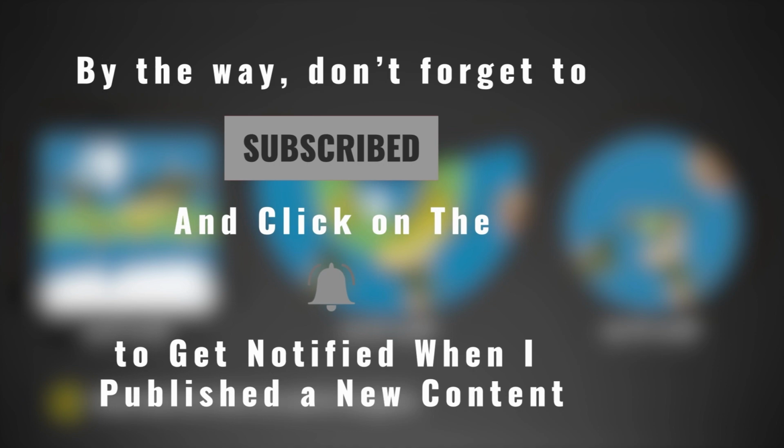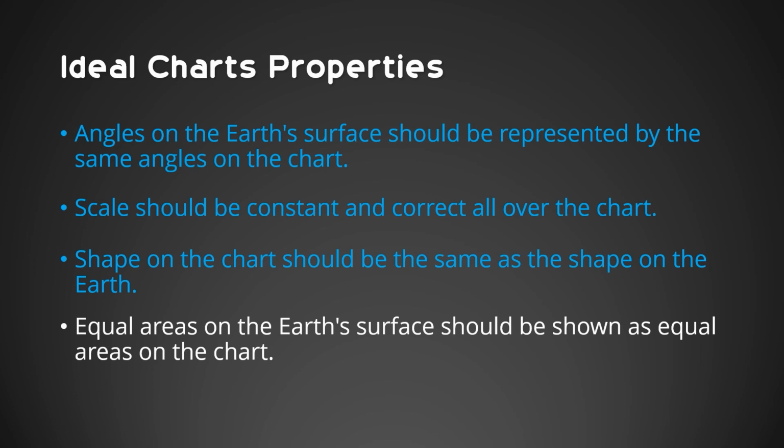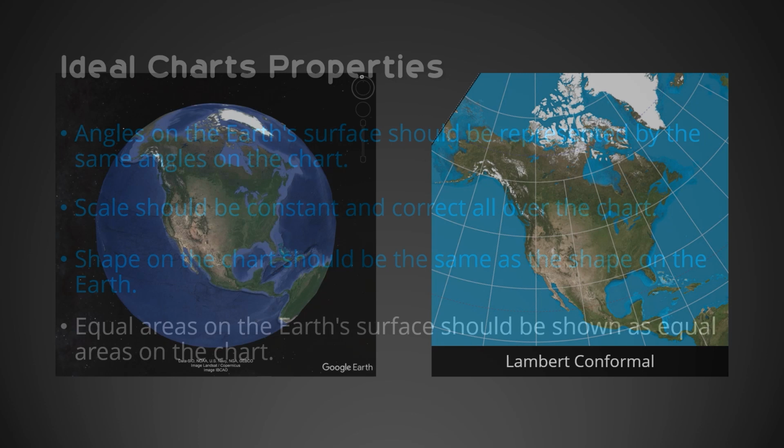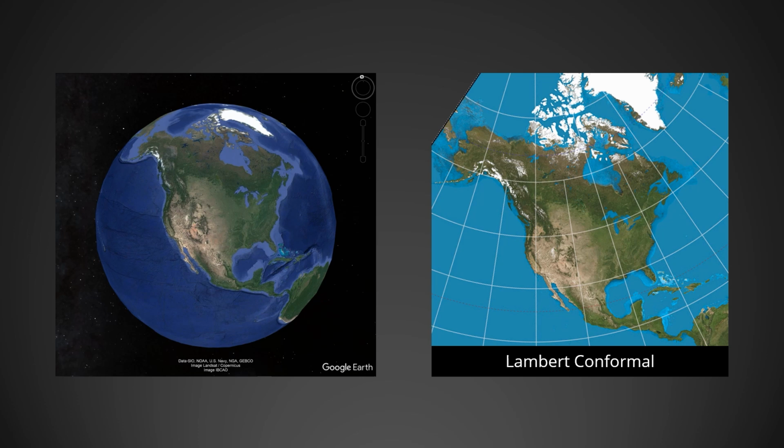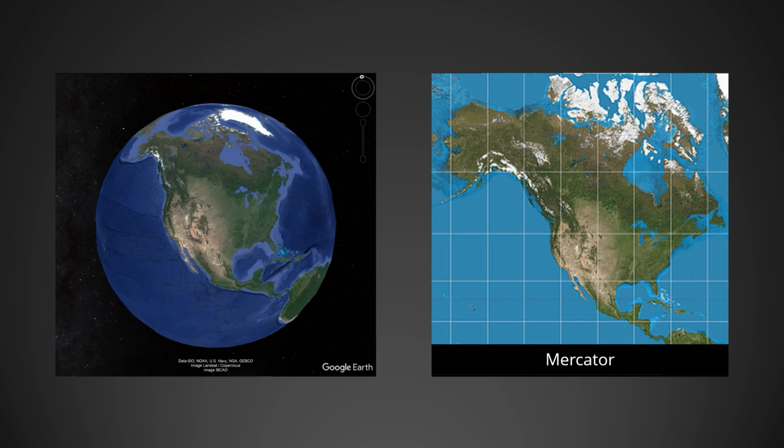The third one is that ideally, shape on the chart should be the same as shape on the Earth. On the screen is the comparison of the shape of North America between the globe and Lambert conformal chart. As you can see, they are similar but not the same. Whereas, if we compare the shape of North America with Mercator projection, it looks the same. Some projections preserve shape while others do not. Since both Mercator and Lambert conformal projection are used for navigation, we can conclude that this property is not essential.